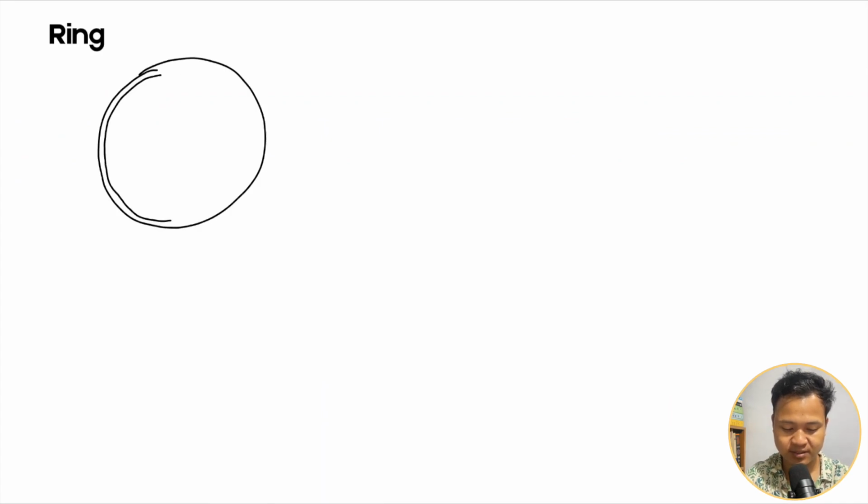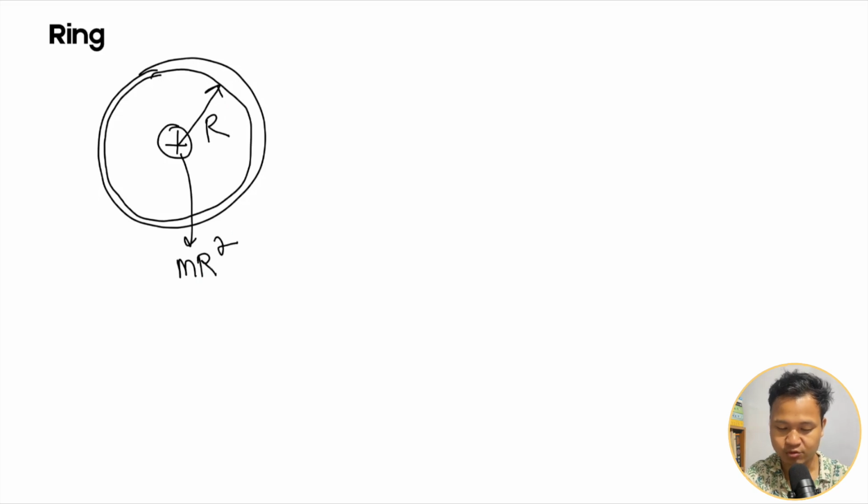So if I have a ring like this, with radius r, the moment of inertia about this axis is mr square.